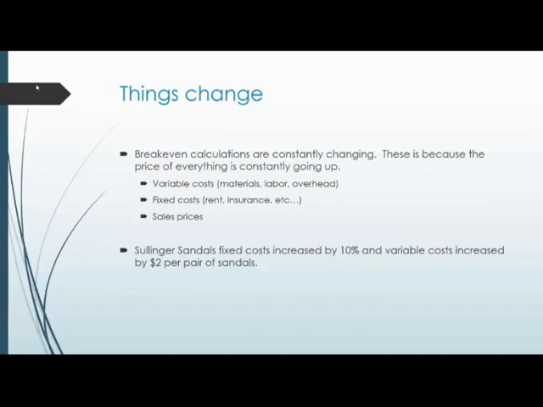All of these are going to increase our cost of production and change the level of sales we have to meet our goals. Same could be said for fixed costs. Our landlord could jack his rent up, our administrators could get a raise. All of those costs are going to go up as well. So for Sellinger, what's going to happen to them is their fixed costs are going to increase by 10%, and the variable costs of production are going to increase by $2 for each pair of sandals.